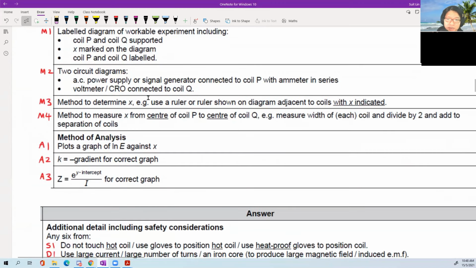So a method to determine X: use a ruler, or a ruler shown on the diagram adjacent to the coil. So you should draw where you would want to place the ruler. Imagine you are writing instructions for a friend who has never done any lab before. Find your favorite friend who is not a science student. You go like, bro, I need your help. Read my instructions and see whether you understand what is going on and what to measure.